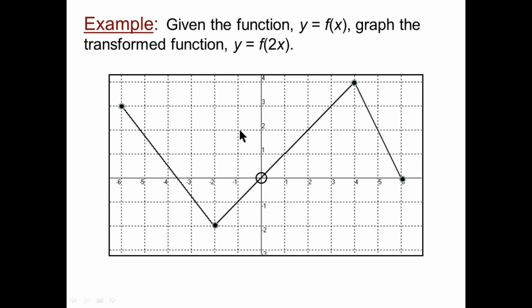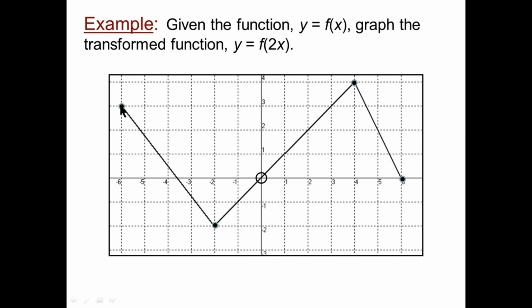Let's do an example. You're given some function of x. It might be one of the parent functions, but for now, it's just some random function. And we're going to graph the transformed function, y equals f of 2x. Now we see here at the input station, there's a factor on the x. That means divide the x values by 2. So let's start with this point.